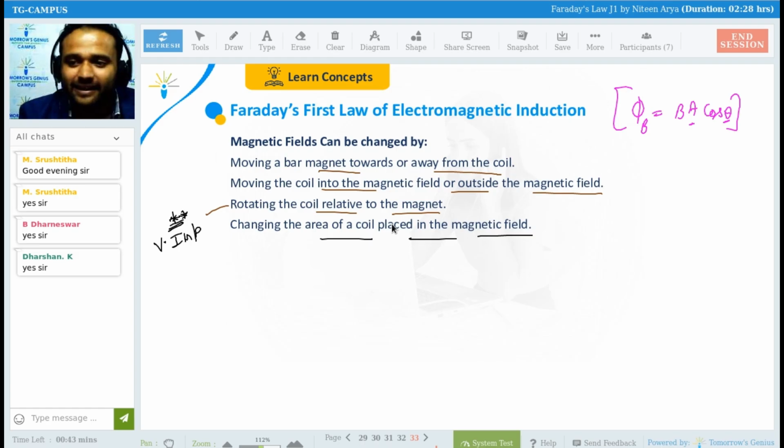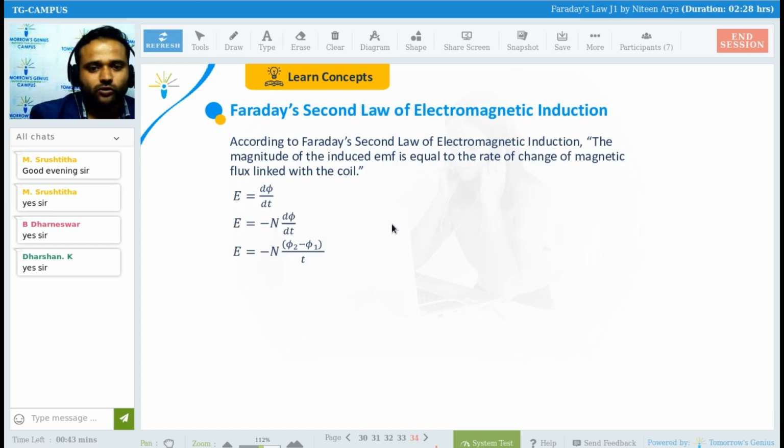Sorry, that is how I can change the magnetic flux: simply by changing the area of a loop, the area of a magnet sometimes, or theta is just rotation. Clear, everyone? So according to the second law of electromagnetic induction, the magnitude of induced EMF, that is the important one, is equal to the rate of change of magnetic flux linked with a coil, and that is your relation.